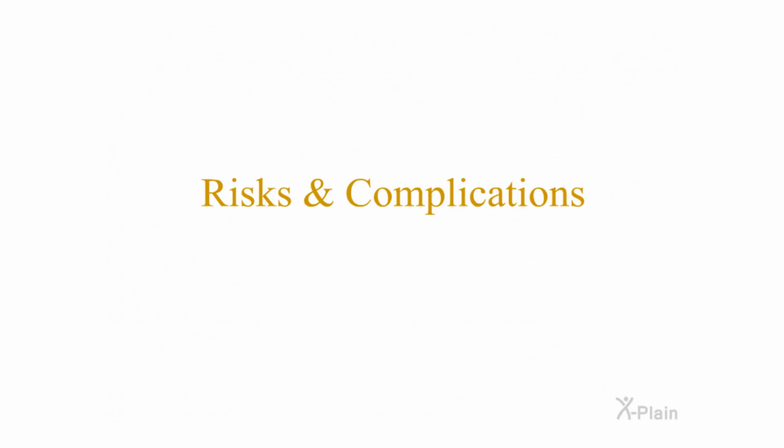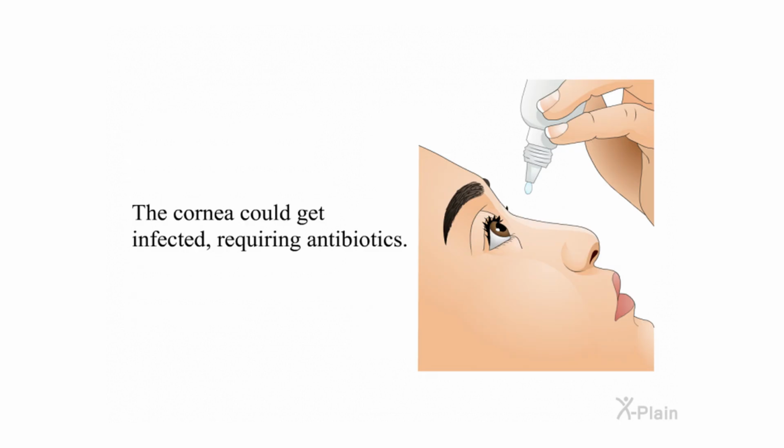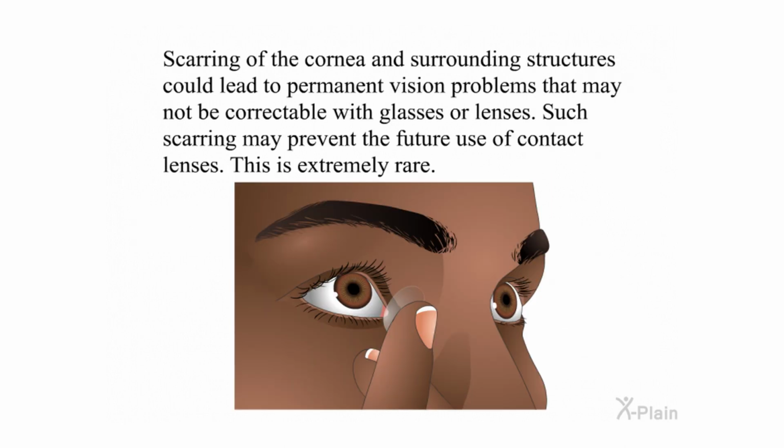Risks and complications. LASIK is a very safe procedure. Risks and complications are rare but possible. Knowing about them will help you identify them and treat them early in case they happen. The cornea could get infected, requiring antibiotics. Scarring of the cornea and surrounding structures could lead to permanent vision problems that may not be correctable with glasses or lenses. Such scarring may prevent the future use of contact lenses. This is extremely rare.